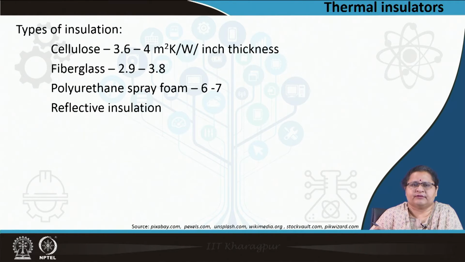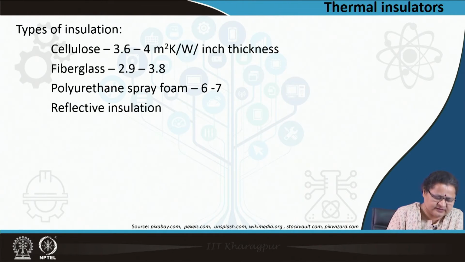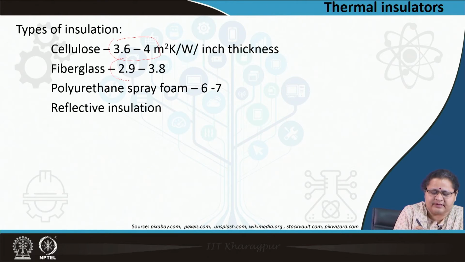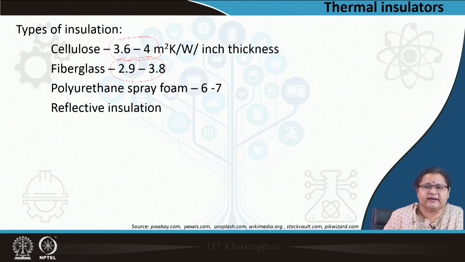You see the numbers associated with the materials. Cellulose and fiberglass are quite similar. These are the R values. Mind that for R values, the units have just reversed. R value is 1 by U value. Whereas, you see that of polyurethane foam is quite high, between 6 to 7.